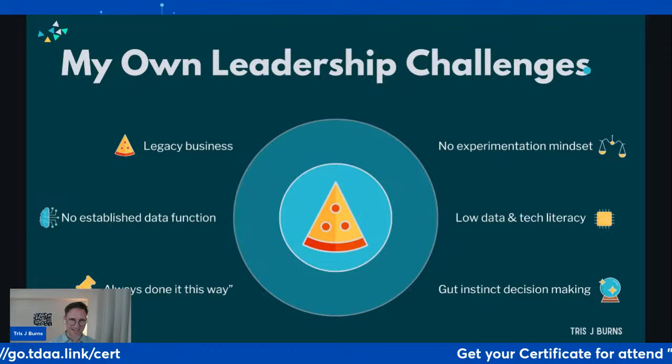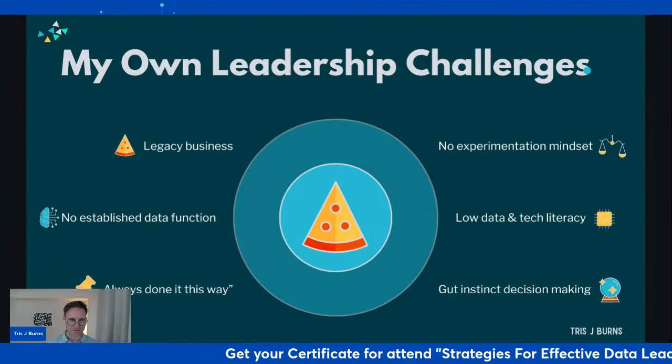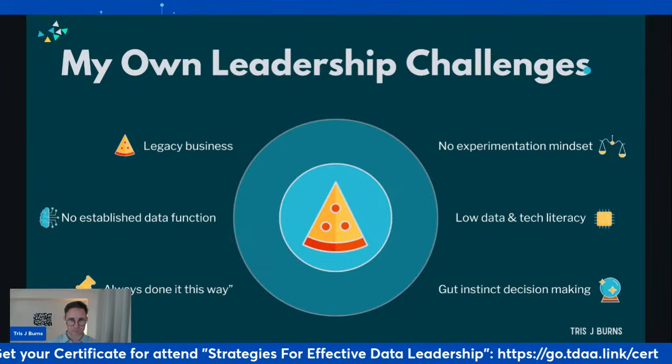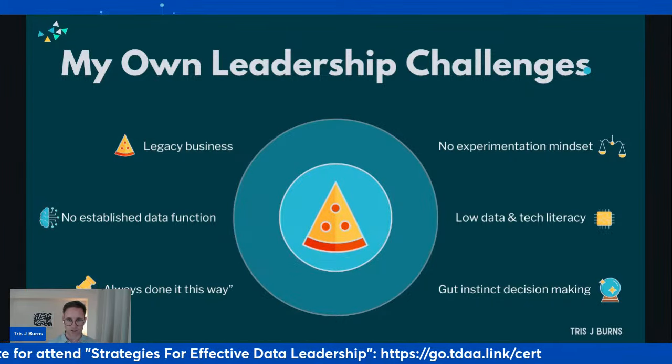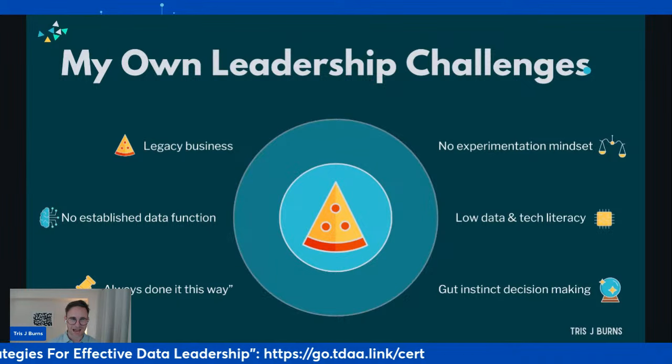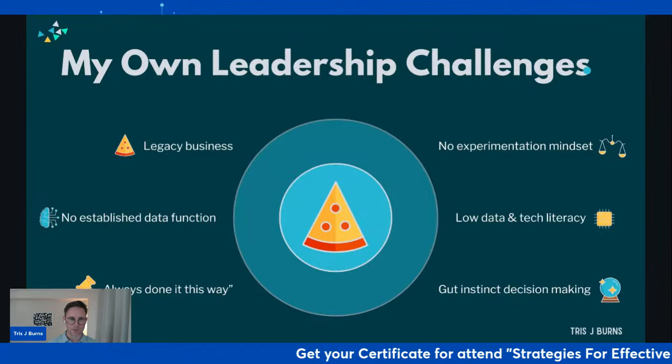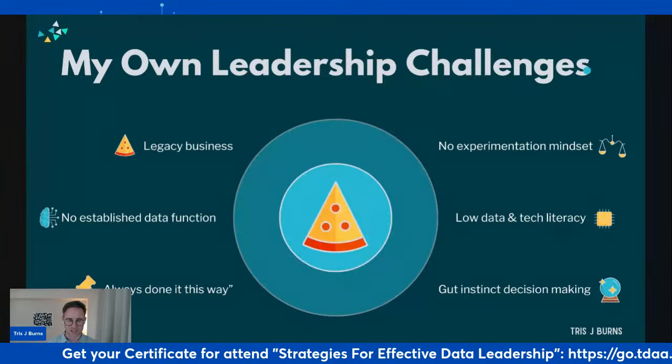So when you're coming at things with data, it's not always the easiest thing to get off the ground and to grow. In my case, there was no established data function really before I arrived. So that was one of the jobs I had to do. I was battling, particularly with some of the restaurant side of the organization, the "it's always been done this way" attitude that you sometimes face in older organizations.